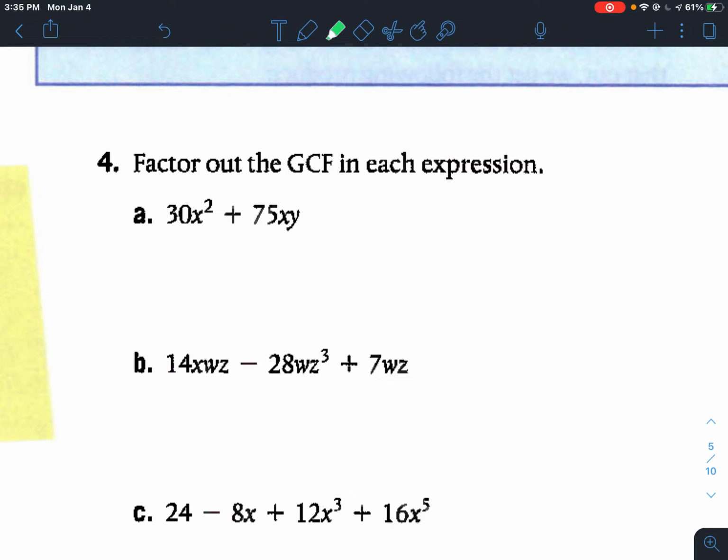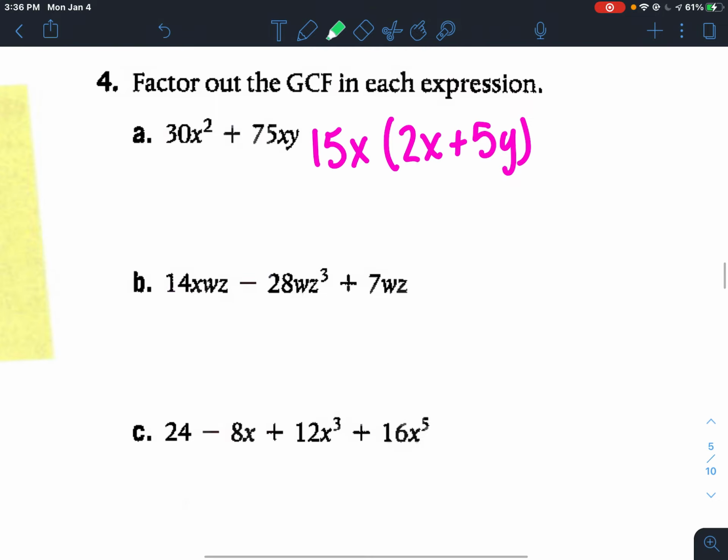So again, I'm going to look at the number. I can factor out a 15. And then I'm going to look at the variable. What variable can I take out? I have an x squared and then an x and a y. I can take out an x. That's the biggest thing that I can take out from both of them. And I'll be left with a 2x and a 5y. I divided both of those terms by 15x.